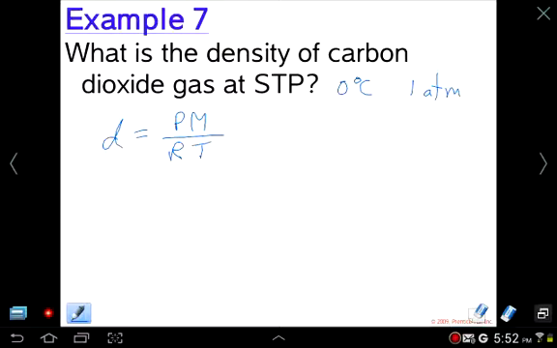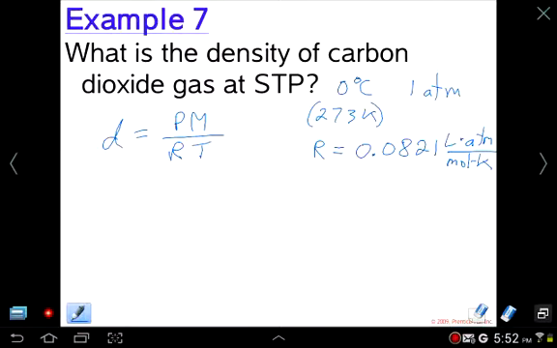So if we just plug and chug, it looks like our temperature must be in Kelvin, so that's 273 Kelvin. Looks like our pressure is fine. Remember, all this is based on the value R of 0.0821 liters atmospheres per mole Kelvin. So looks like our atmospheres are good.